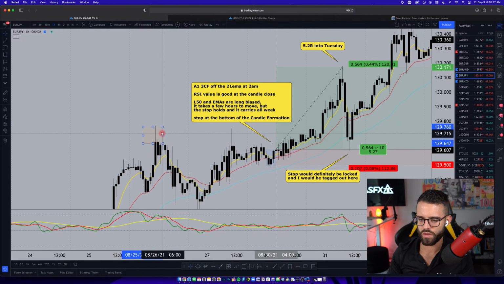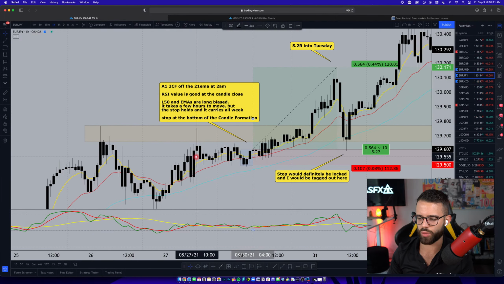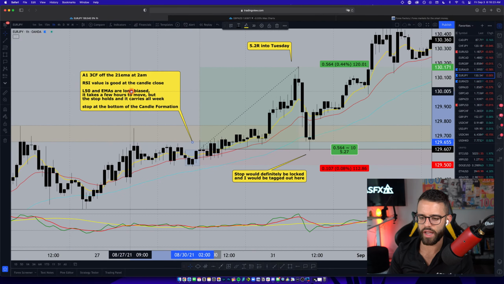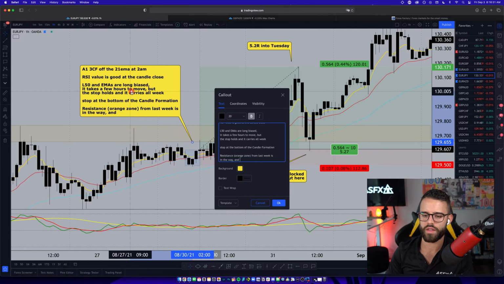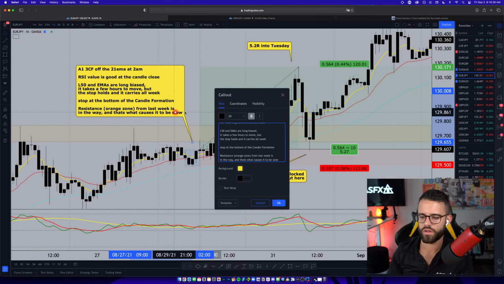Whoops. Like that. That's probably why it's so slow. So now we can add this in. Resistance, orange zone from last week is in the way, and that's what causes it to be slow at first.